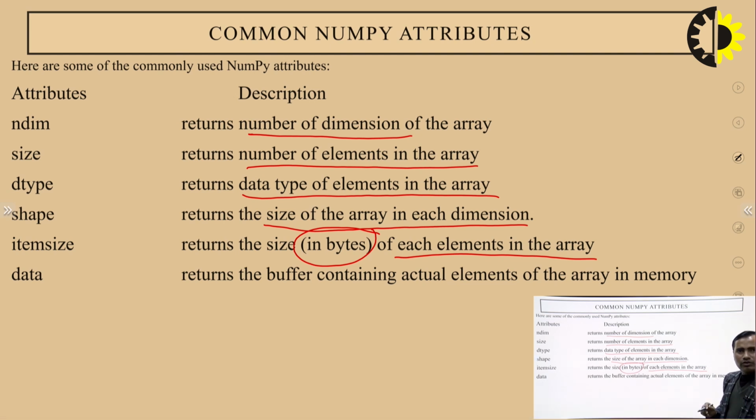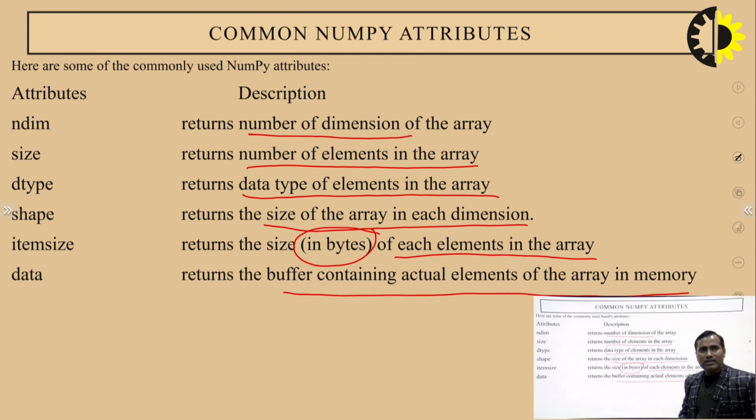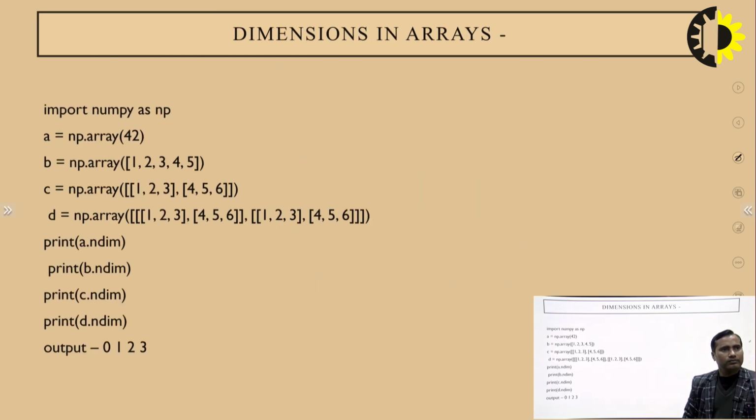That means if we want to get the size of each array element, we can use itemsize, and it will return the size in bytes. And data returns the buffer containing the actual elements of the array in memory. So these are the attributes that we can use for NumPy. So this is the example code representing the uses of the various attributes.